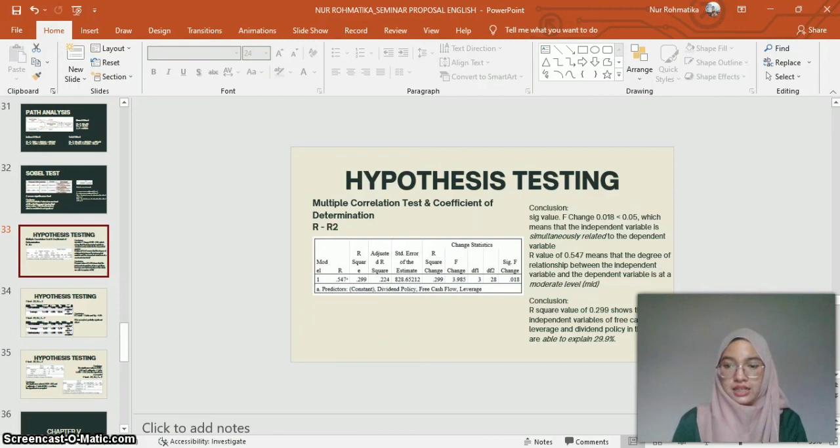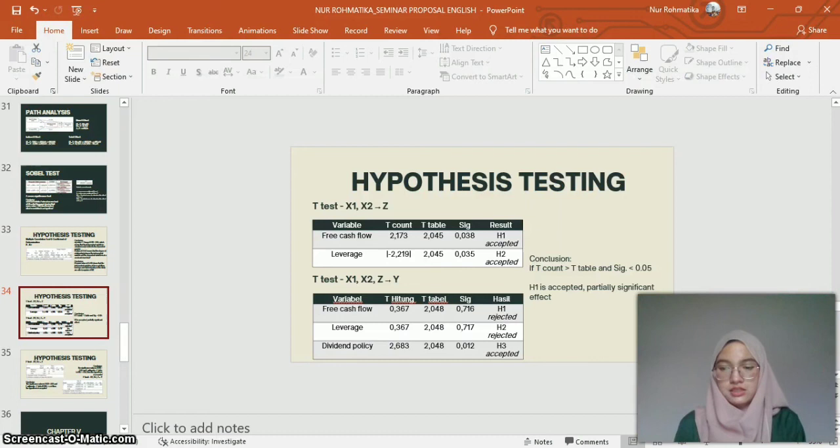29.9%. If T count is greater than T table and the significance value is lower than 0.05, it means the hypothesis is accepted, with a partially significant effect. For the t-test, the first t-test is free cash flow and leverage on dividend policy: free cash flow accepted, leverage accepted. The second t-test is free cash flow, leverage, dividend policy on stock price: first hypothesis rejected, second hypothesis rejected, and the third hypothesis accepted.